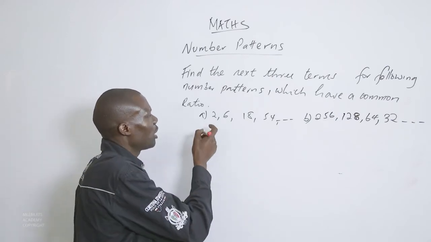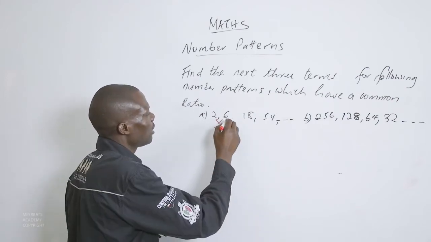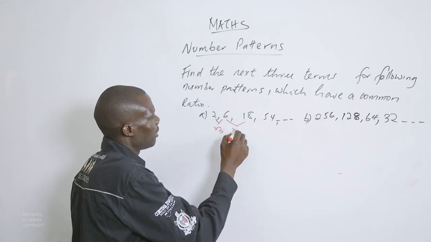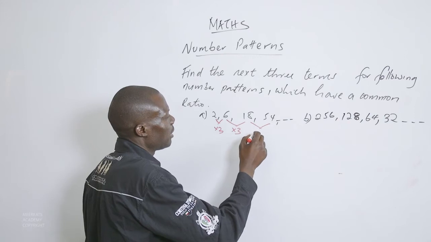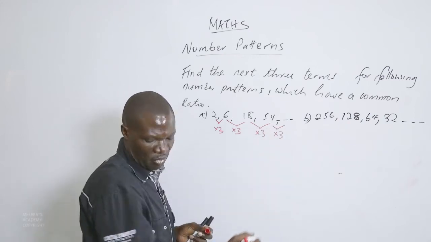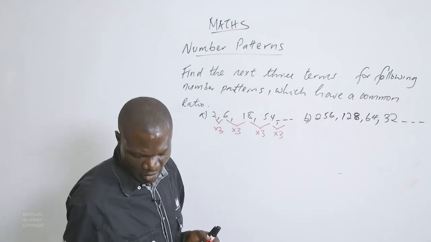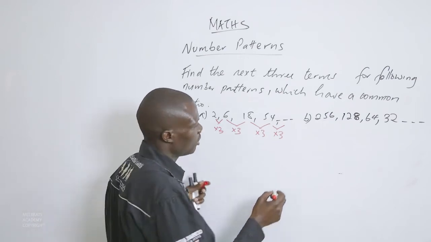So you take 2, multiply by 3 is 6. Take 6, multiply by 3 is 18. Take 18, multiply by 3 is 54. Take 54, multiply by 3, you'll find that it is 162.